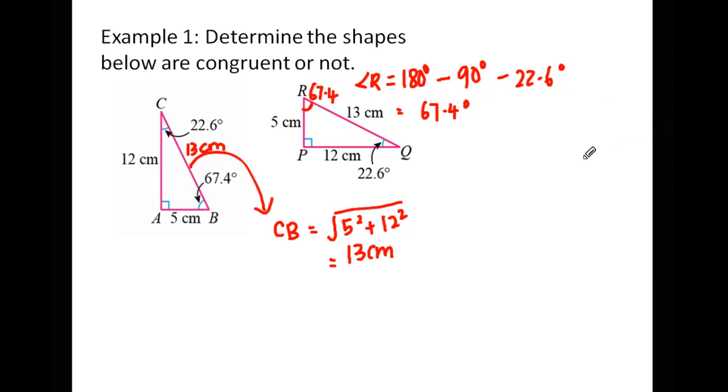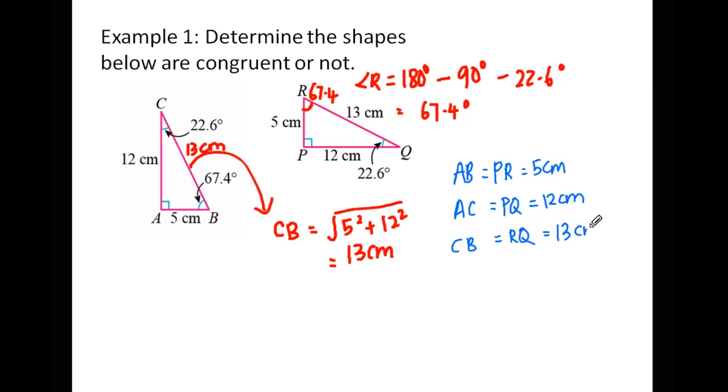Now students, we check the corresponding sides one by one. We find that AB equals PR equals 5 cm, and AC equals PQ equals 12 cm, while CB equals RQ equals 13 cm. Meaning that all the corresponding sides are the same.